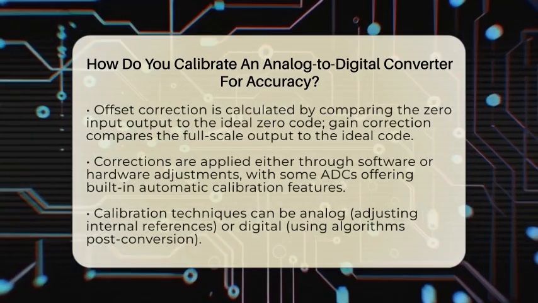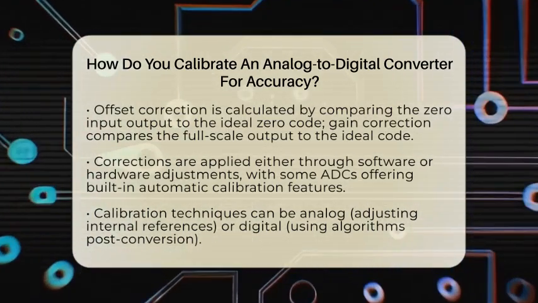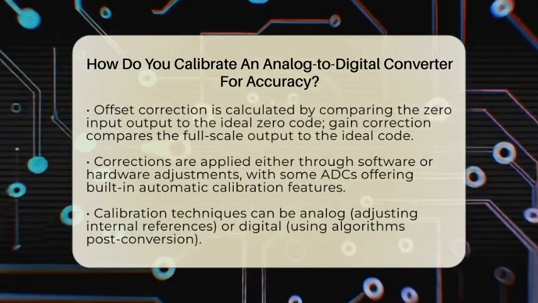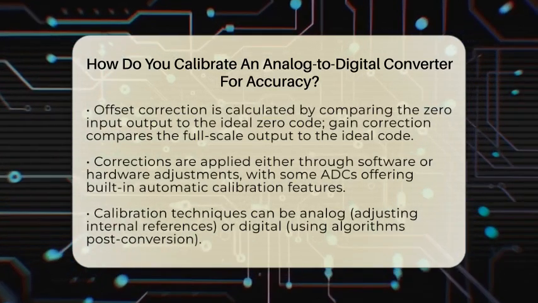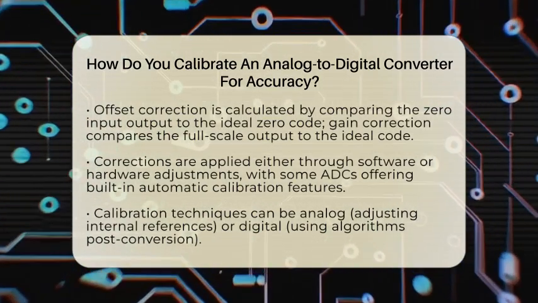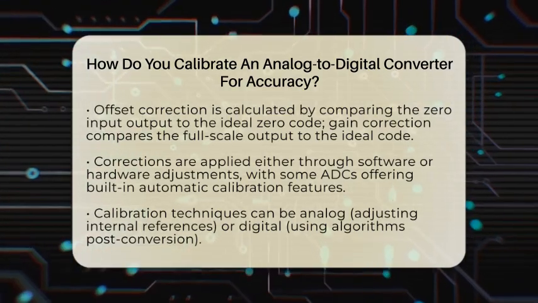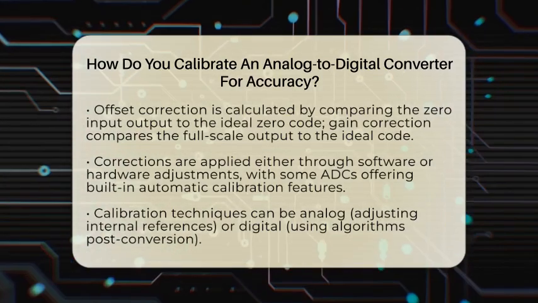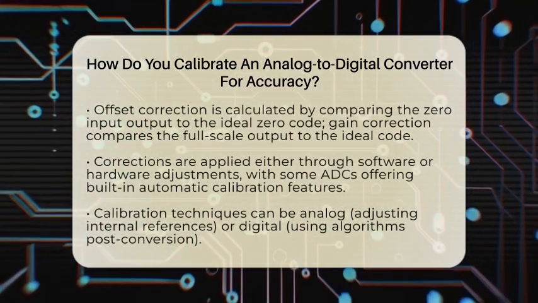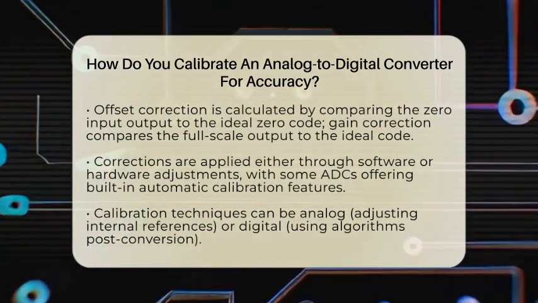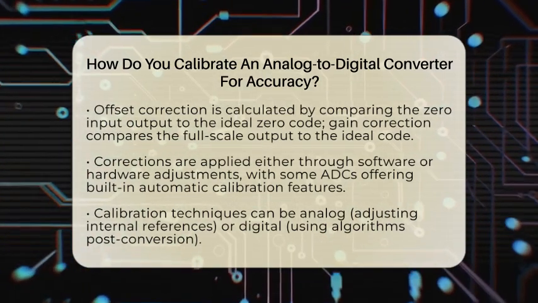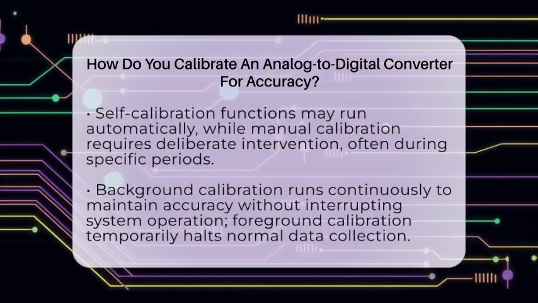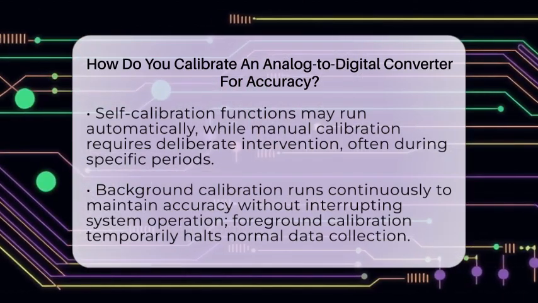Once you have these, you apply the corrections. Offset correction involves digitally subtracting the offset value from all subsequent ADC outputs. Gain correction scales the output to match the actual input range. These adjustments can be made in software or hardware, depending on your system design. Some ADCs have built-in calibration features that automatically perform offset and gain corrections. Others require manual calibration using external circuitry or algorithms.